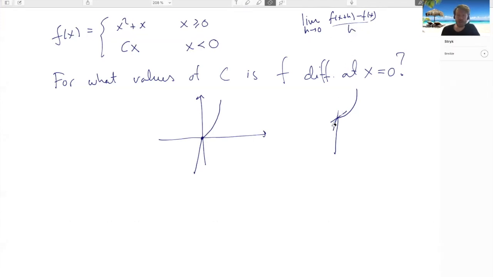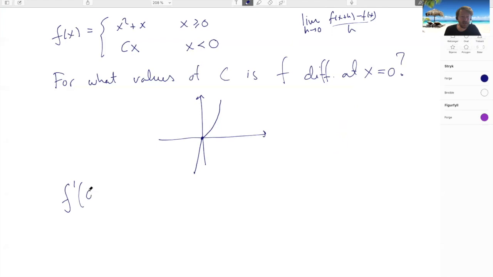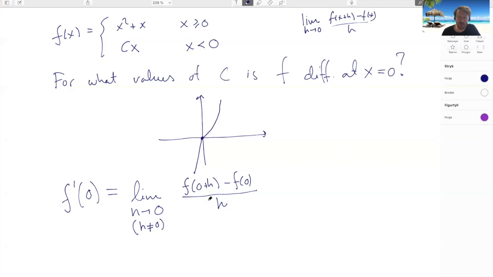So let's now take a look at what happens here. Our graph looks like this. So we need to check this limit here, f derivative at 0. So that's the limit as h tends to 0 of, and now I'm exactly writing this quotient for x equals 0, which would be f of 0 plus h minus f of 0, divided by h. And keep in mind, when I'm taking the limit here, h is never allowed to be 0. So I'm not dividing by 0 here, but I'm dividing by something getting closer to 0.